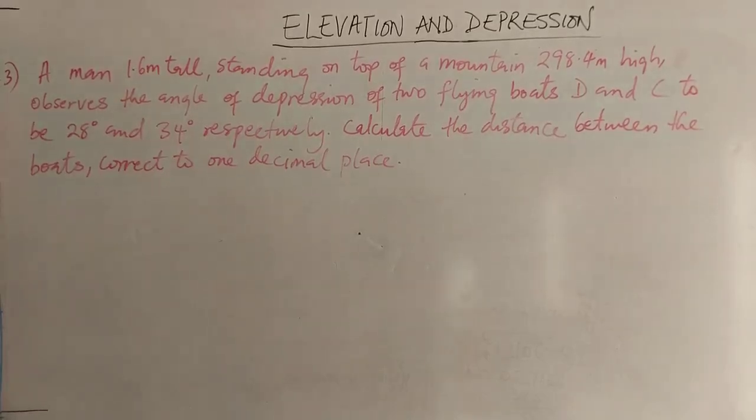Question number 3 says, a man 1.6 meters tall, standing on top of a mountain 298.4 meters high, observes the angle of depression of 2 flying boats, D and C, to be 28 degrees and 34 degrees respectively. Calculate the distance between the boats, correct to 1 decimal place.